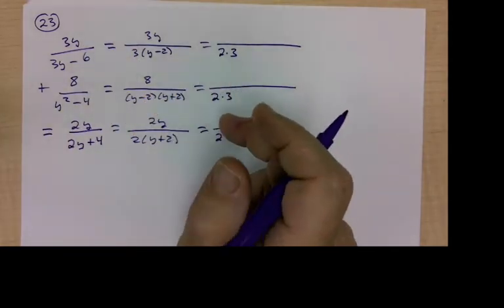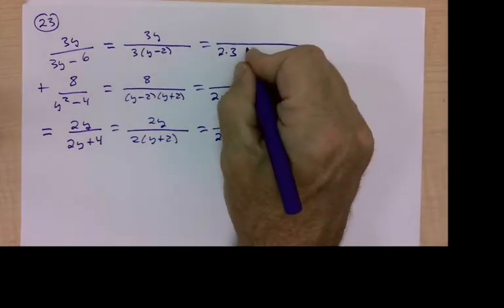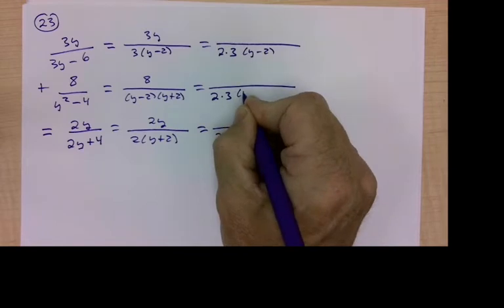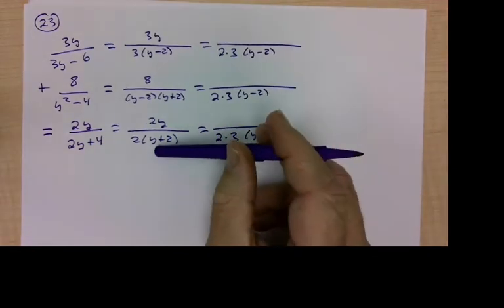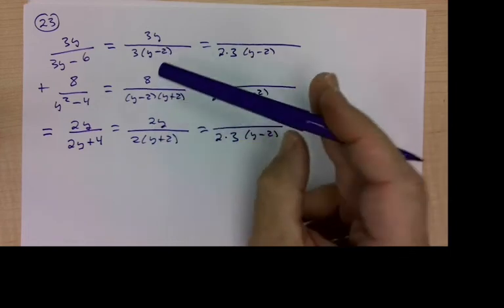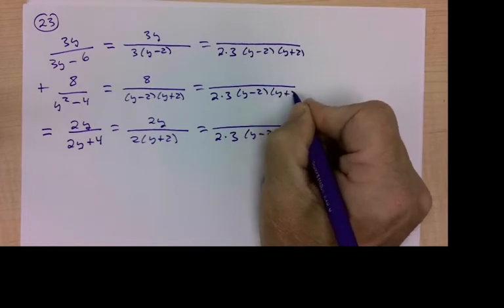So what are the most y minus 2's I ever see? I see one of them here, I see one of them there. The most y minus 2's in any one place is 1. Y minus 2 shows up once. What are the most y plus 2's I see in any one place? Just 1, y plus 2. So we've built the common denominator.